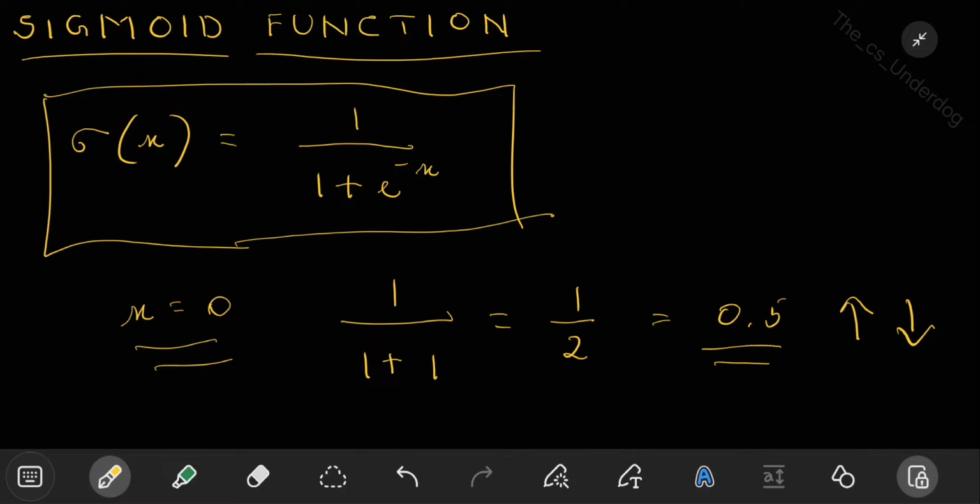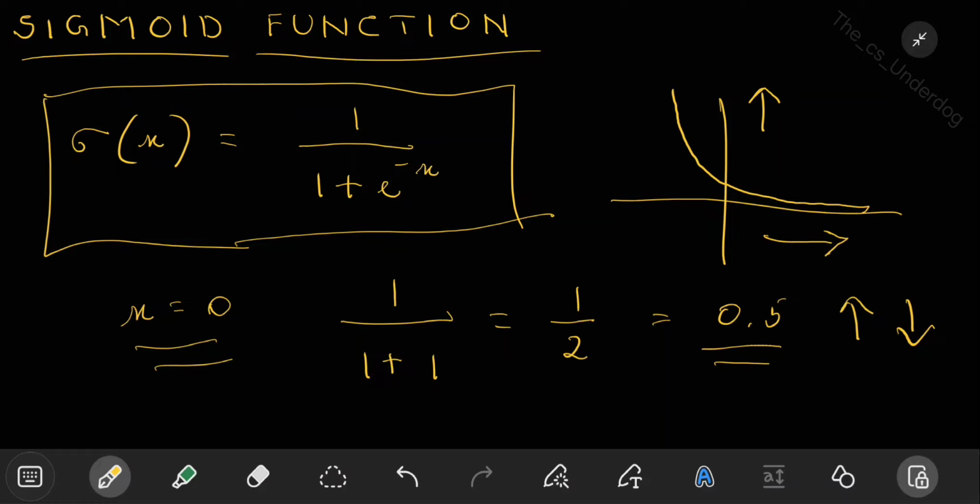The graph of e power minus x looks like this. e power minus x graph, okay? Here, the e power minus x graph would look like this. That is, if the value of x is highly negative, e power minus x will be highly positive, a very large value. And if the value of x is highly positive, then e power minus x will be very close to 0. It will approach 0 as you increase the value more and more. This is how the graph of e power minus x looks.